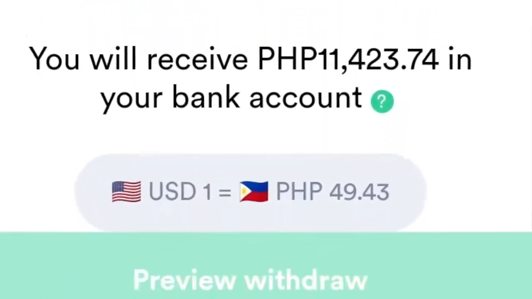Okay, so let's move on to withdrawing this money. This is where it gets a little bit more interesting. So for Gotrade, the peso to dollar conversion would be 49 pesos and 43 centavos to $1. Again, keep that number in mind.